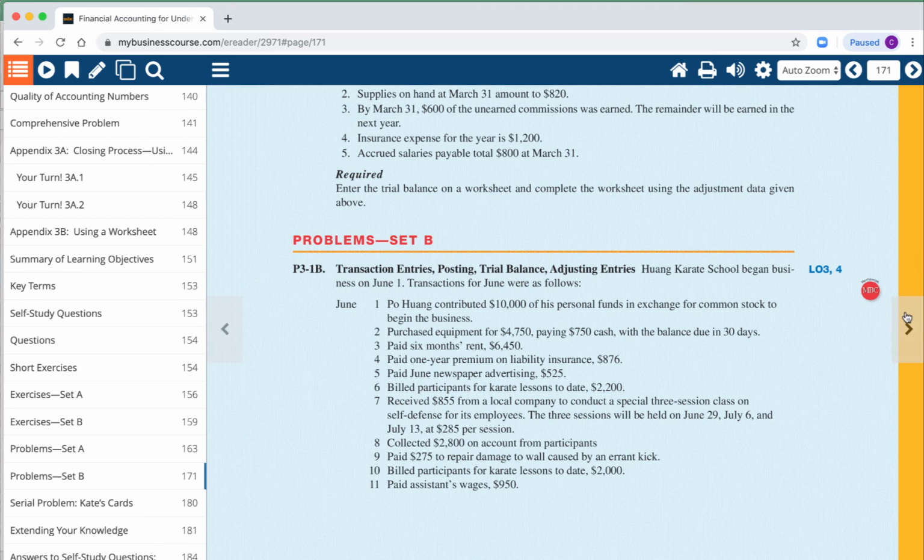So I'm going to show you how to set the problem up in Excel, as well as how to go through some of the journal entries. Hopefully, getting you more exposure to debits, credits, identifying what account I need to hit, and going from there.